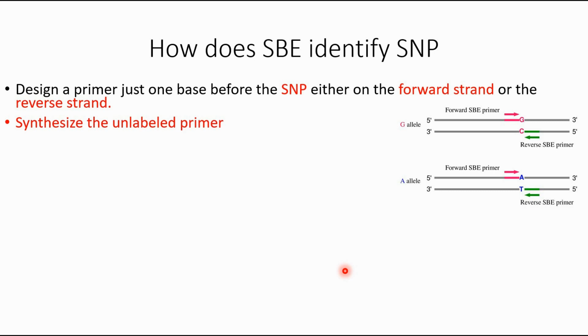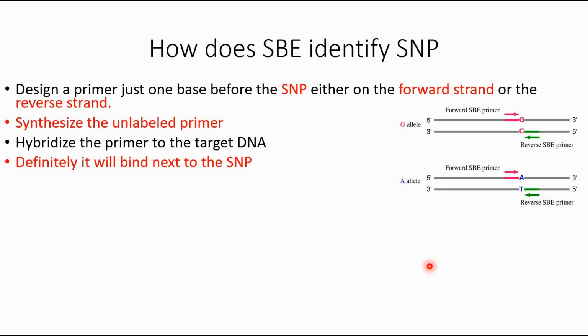Now, after designing the primer, you will have to synthesize the unlabeled primers. After you synthesize those unlabeled primers, you will have to hybridize the primer to the target DNA. That is this DNA. This is your target DNA. So definitely it will bind next to the SNP on both the alleles. So it has the ability to bind to this allele as well as to this allele, and they will bind adjacent to the SNP.